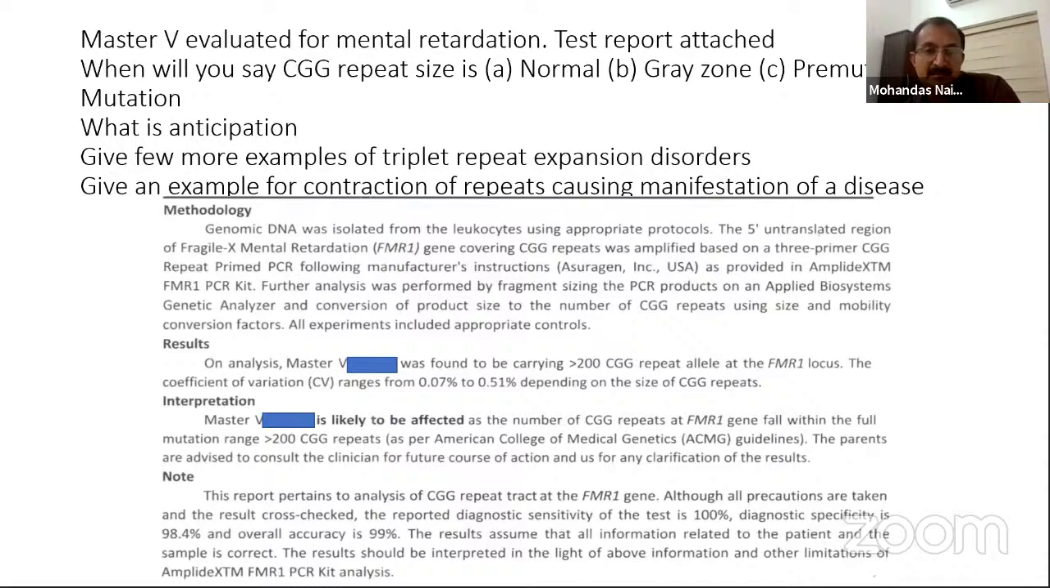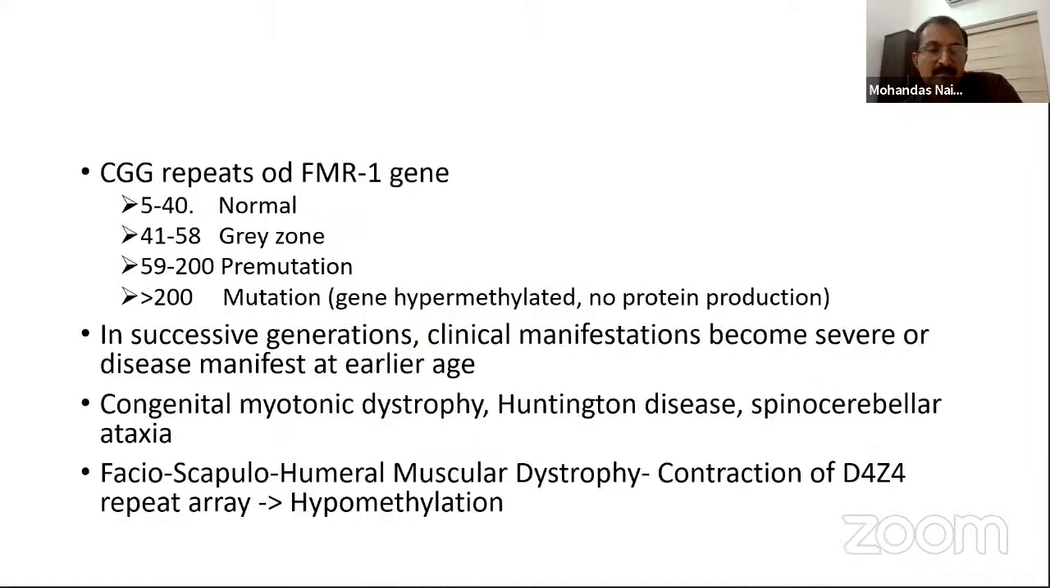So this is expansion. Triplet repeats are expanded. So in successive generations, if the number of repeats are coming down, that will cause manifestation of disease. So one example like that is facioscapulohumeral muscular dystrophy, where contraction of D4Z4 repeat array causes hypomethylation, and the disease manifests. In triplet repeat expansion disorders, the hypermethylation is the cause for the disease.